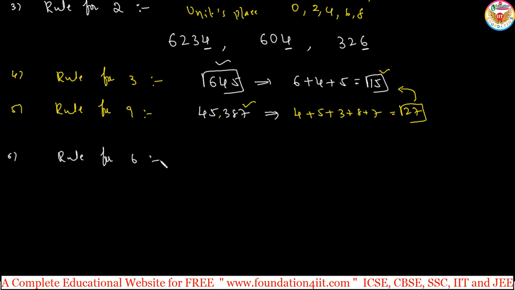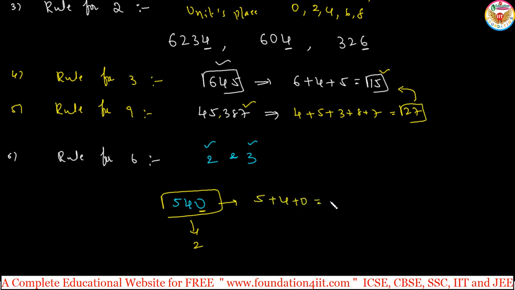Divisibility rule for 6: if a number is divisible by 2 and 3, then the number is divisible by 6. So the rule for 2 and the rule for 3 should both be satisfied for the rule for 6. We take the number 540. Its units place is 0, so it is divisible by 2. And the sum of the digits, 5 plus 4 plus 0, is 9. 9 is divisible by 3, so this number is divisible by 2 and 3 both. So 540 is divisible by 6.